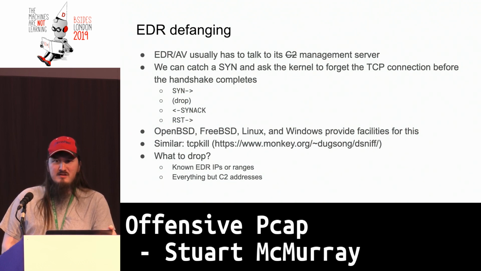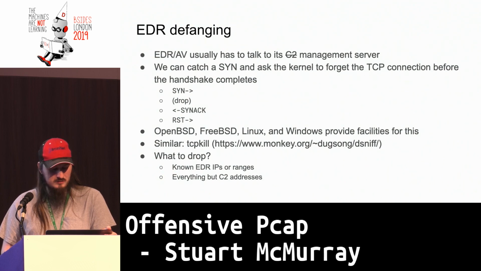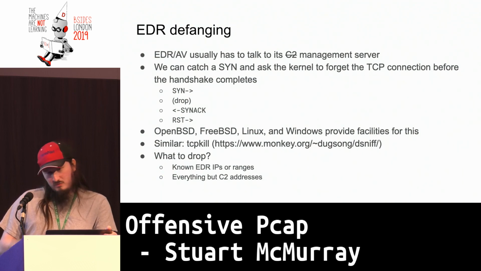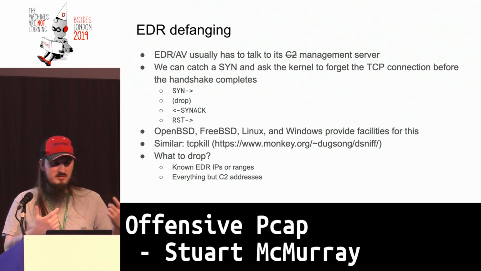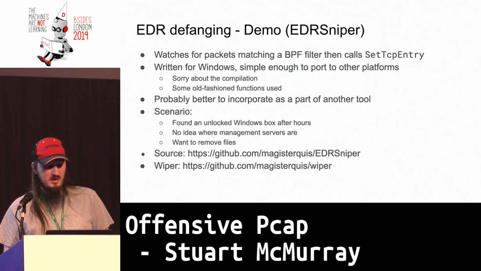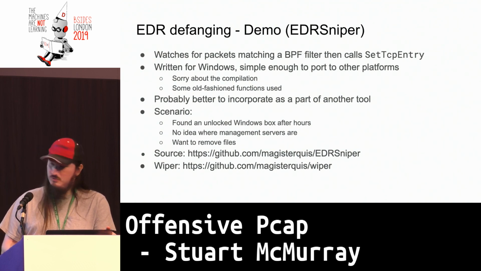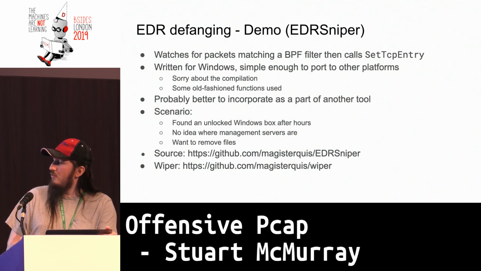Next up, some EDR. So this is a little Windows program. It was like, hey, this is all Unix stuff. Windows still has a very, very large footprint. TLDR, it watches for packets. If it sees a packet, it grabs IP port pairs, so the 4, 5 tuple, and asks the Windows kernel to please drop it. The program's called EDR Sniper, and I wrote a little wiper to test it with.